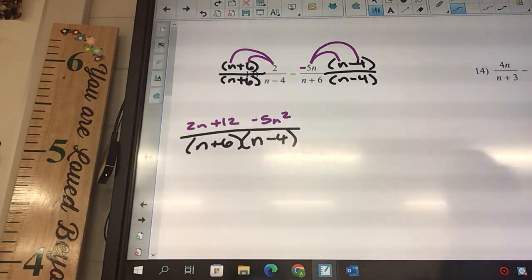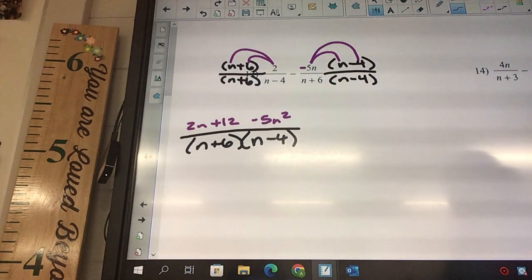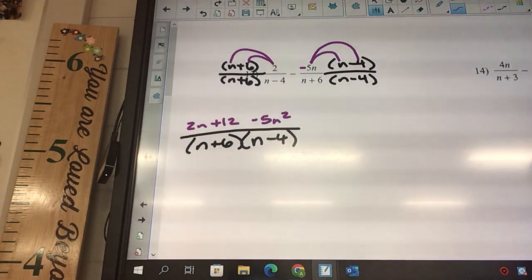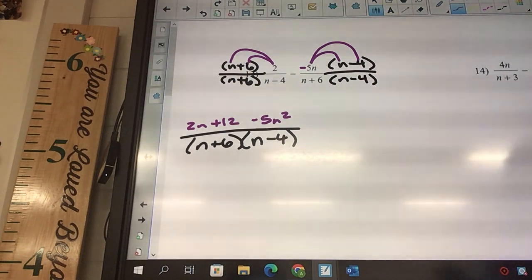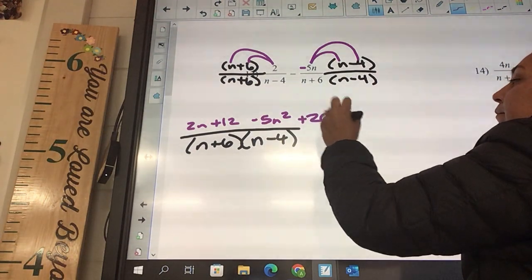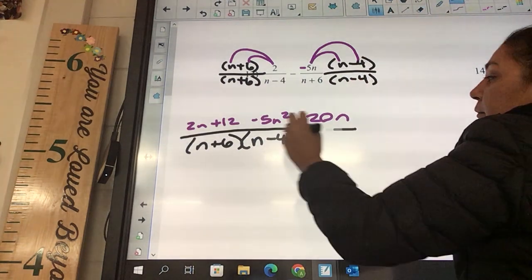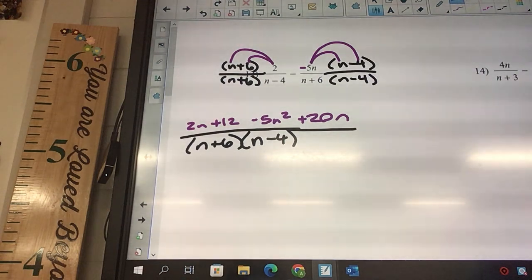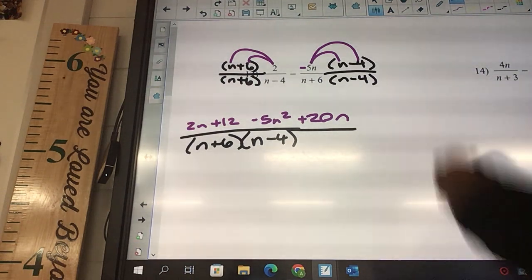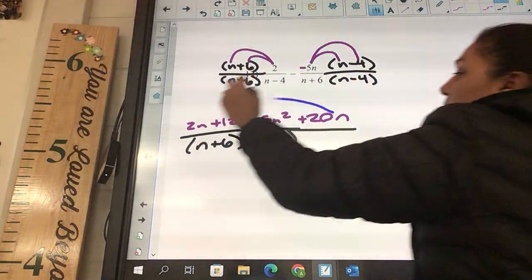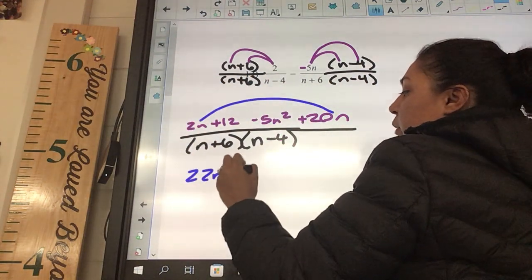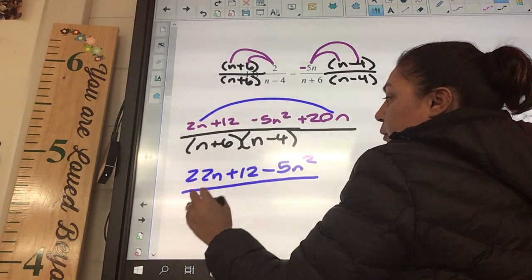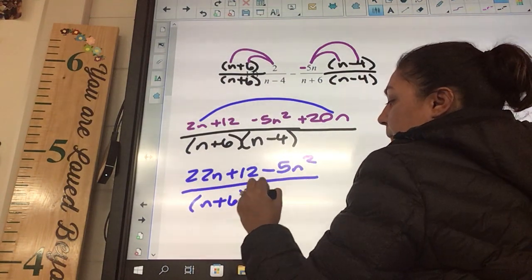Negative 20. Close. Negative 5n times negative 4. 20n. Positive 20n. Okay, now, looking at this, what can we combine? 20n and 2n to give me what? 22n plus 12 minus 5n squared. And then under the denominator we got n plus 6, n minus 4.